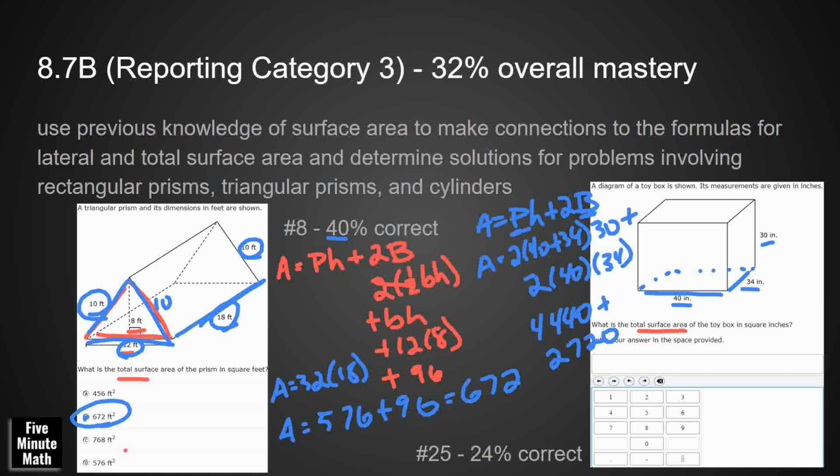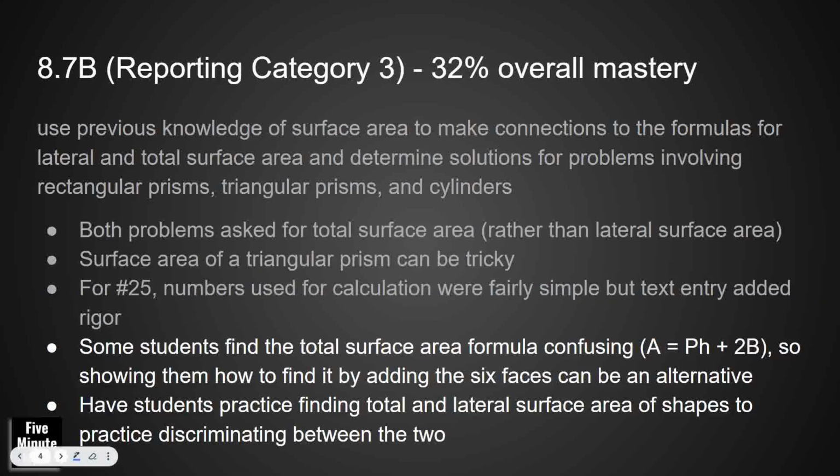But take a look at our dimensions. Our dimensions are fairly large. So if we take our 2,720 and our 4,440, we are going to get 7,160. So that is going to be our correct answer. And so that is only 24% of our students that were able to get 7,160. So both problems here asked for the total surface area, right, rather than the lateral surface area. That's a different formula, both of which are available on the formula chart or the reference materials.